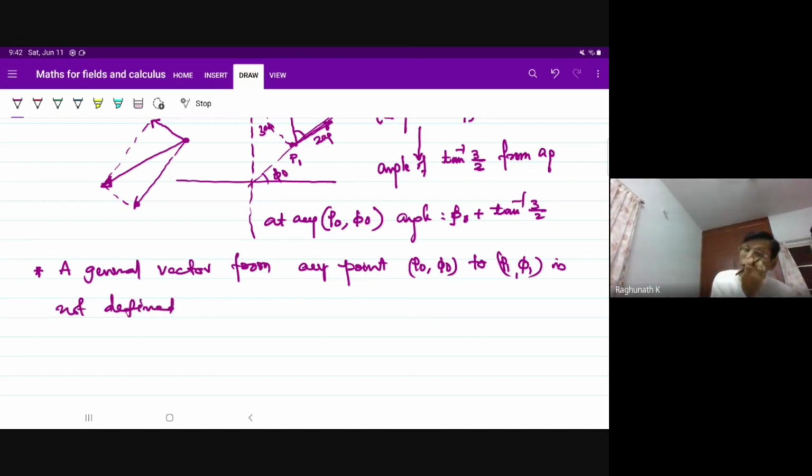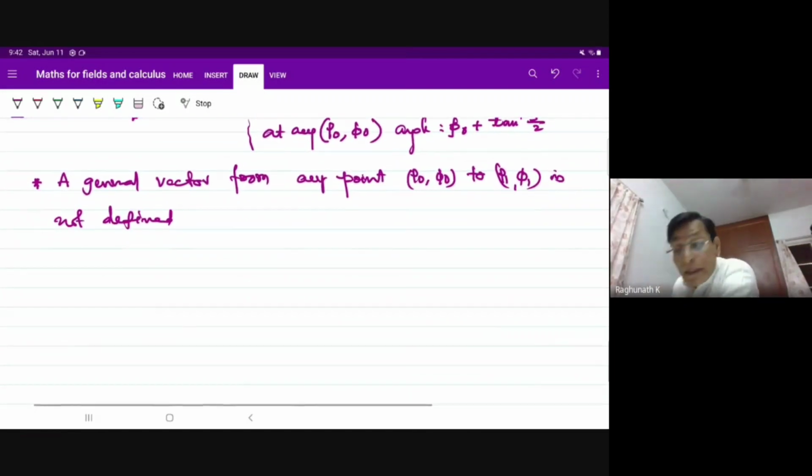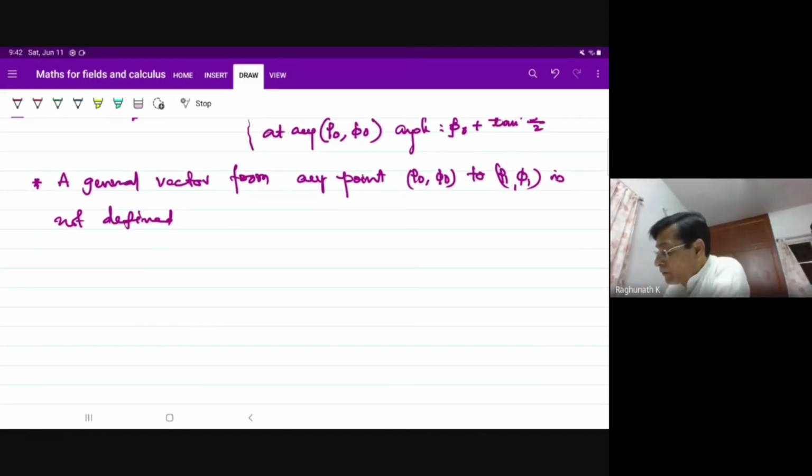Why it is not defined? Carefully listen. In the case of Cartesian coordinate systems, we produce x component by varying only x without varying y. We produce y component by changing only y without varying x.